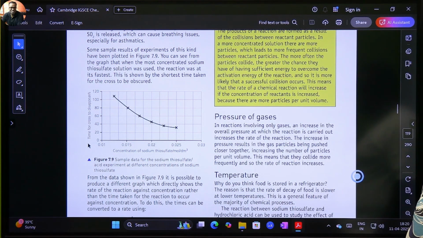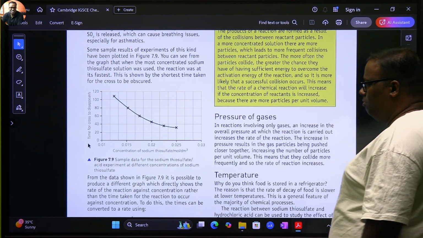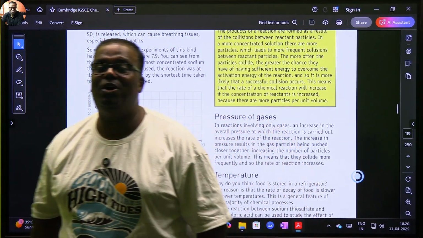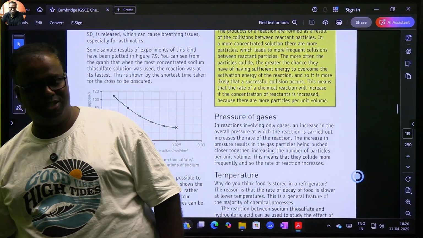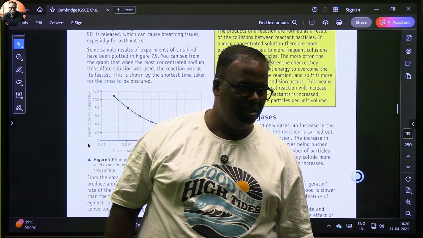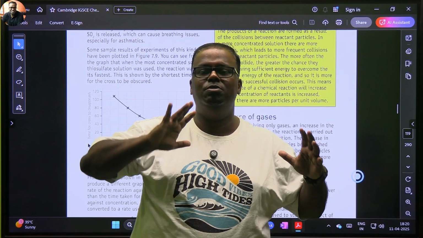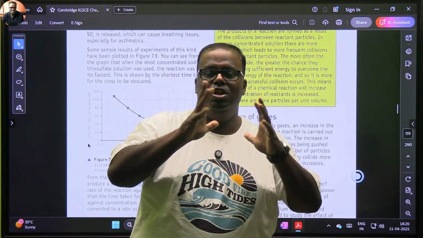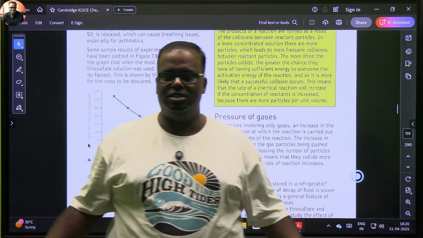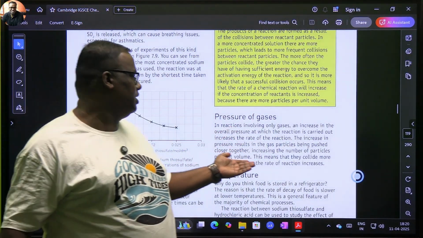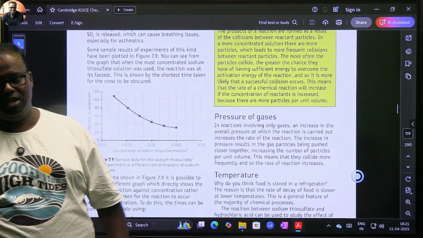The increase in pressure results in the gas particles being pushed closer to each other, increasing the number of particles per unit volume. In another sense, it is what? Concentration. Increasing the number of particles per unit volume means increasing the concentration. The more I apply pressure, the more particles will come in contact with each other, because I am reducing the free space. So the number of particles per unit volume increases. As a result, collision theory is facilitated. So the number of collisions will increase, and the rate of the reaction increases. Have we understood this? Okay.